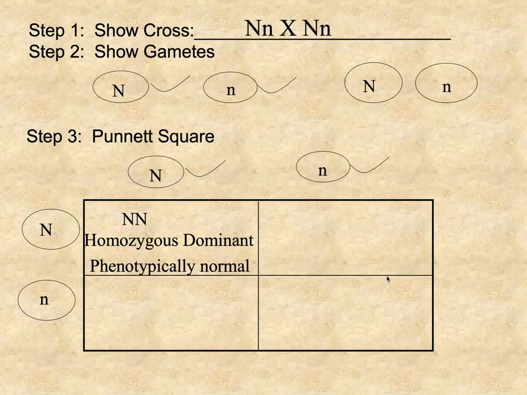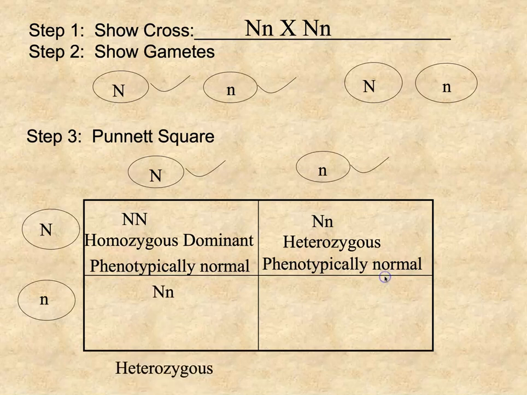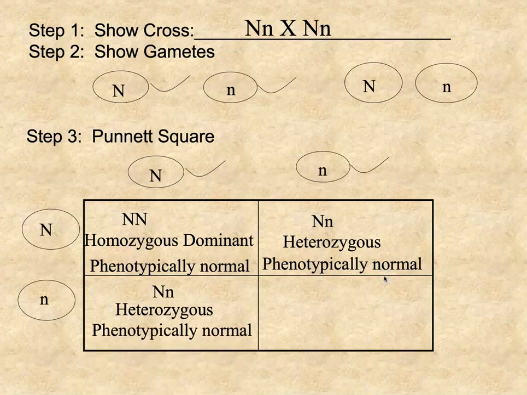If a sperm with a recessive allele fertilizes an egg with a dominant allele, you're going to get a heterozygote with a dominant allele and a recessive allele. But still, that individual will be phenotypically normal because normal is dominant and it's going to mask that recessive allele. And so again, if you have a sperm with a dominant normal allele and an egg with a recessive allele, you get a heterozygous individual that is phenotypically normal.